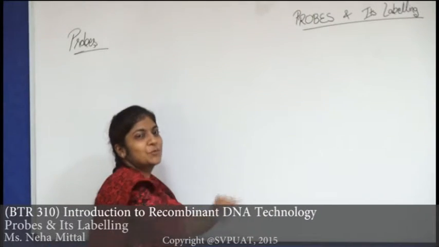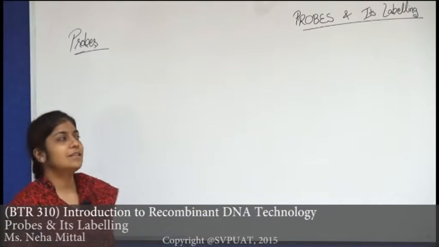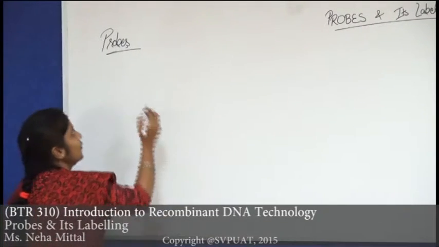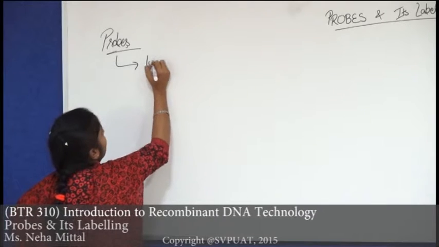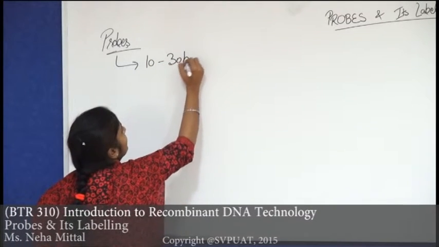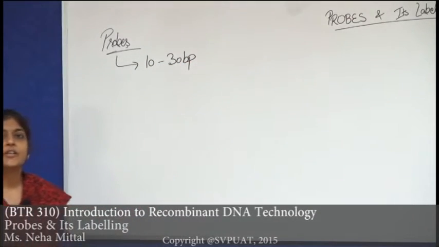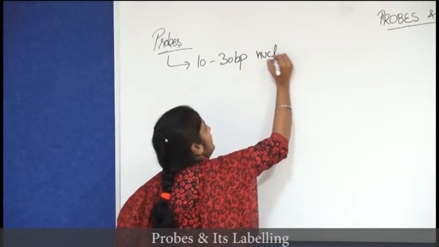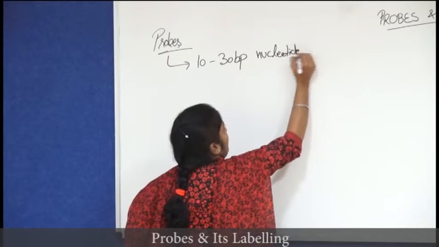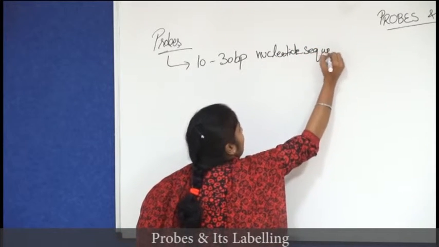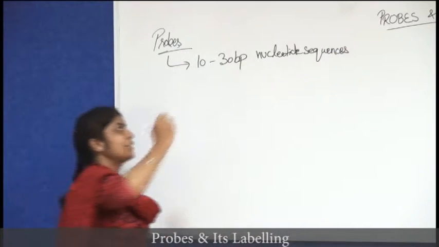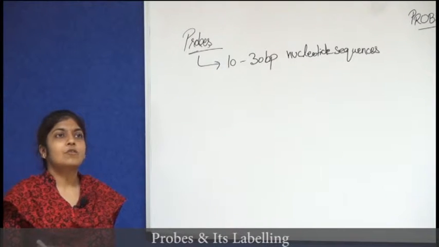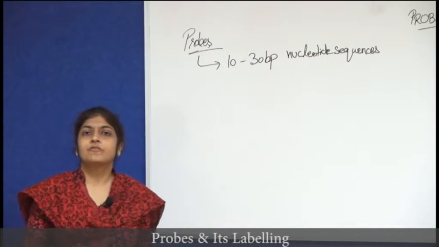So today's topic is probes and its labeling. First of all, probes. What are probes? Probes are generally 10 to 30 base pair long nucleotide sequences, and their function is generally to find out a complementary sequence from a bulk of sequences.